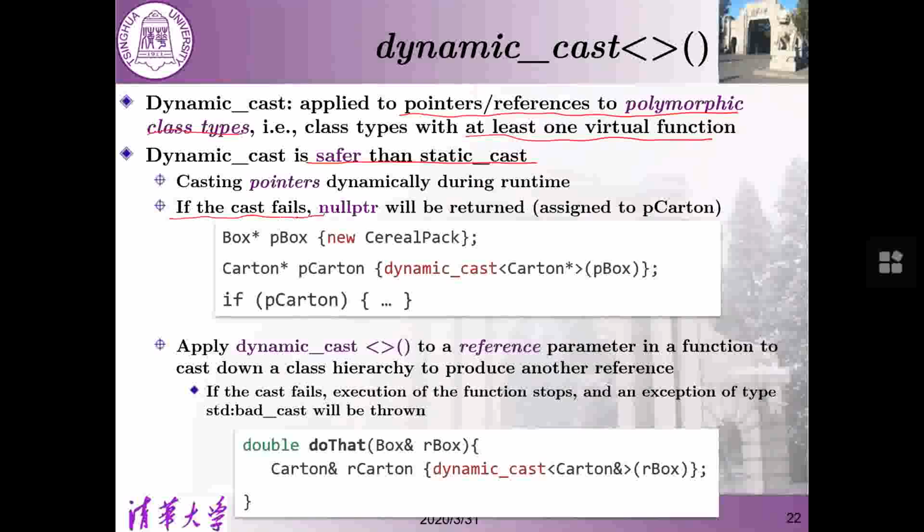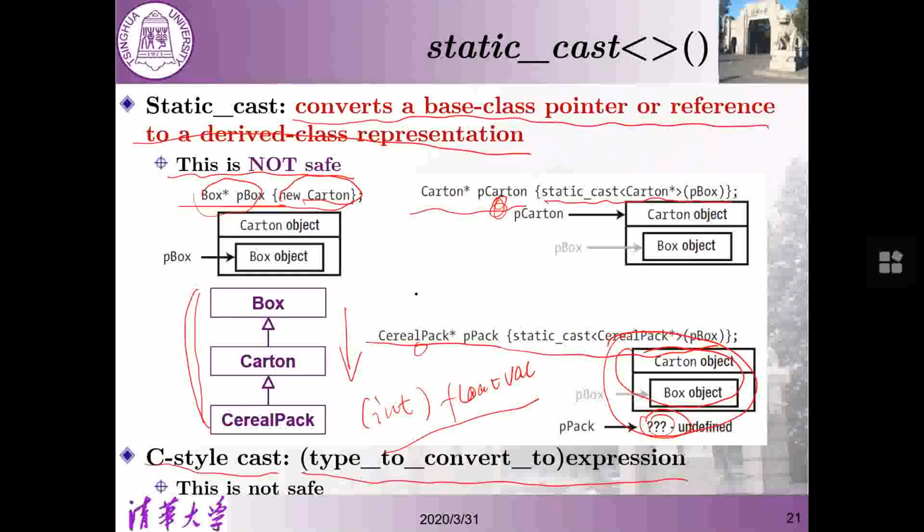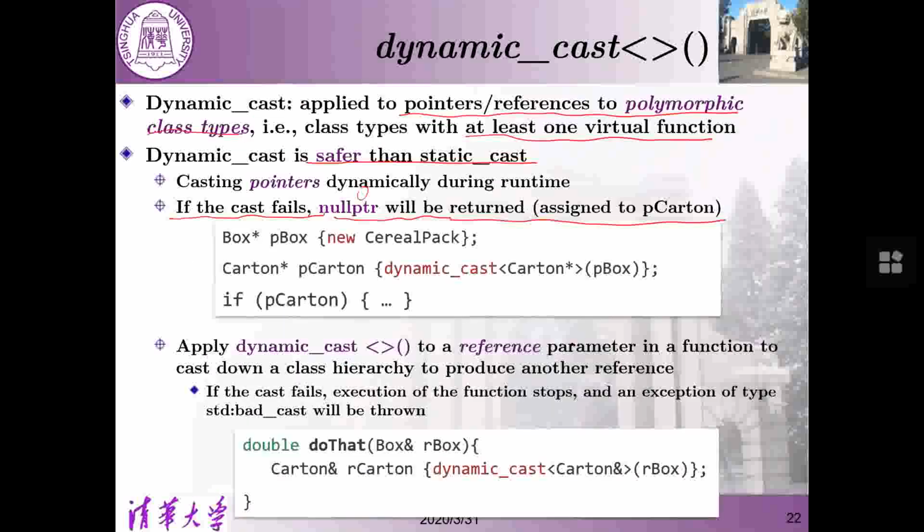So dynamic cast is safer than static cast because it is done during runtime, and if the cast fails, a null pointer or zero pointer will be returned. Because previously, for this example, results are indefinite. There may be bugs, right, if it fails, but we don't know that. However, in this example, if we do dynamic cast, then we can check the pointer. If it is null pointer, or if it is not null pointer, we can do something, right? So in this sense, it is safer than static cast.